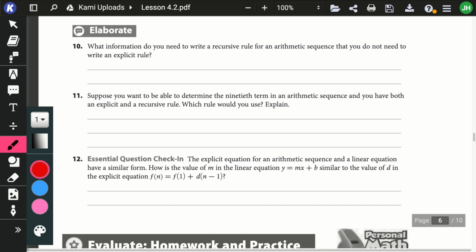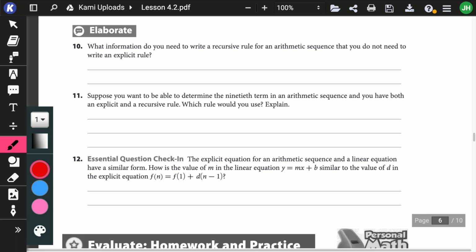Also, suppose you want to be able to determine the 90th term in an arithmetic sequence, and you have both an explicit and recursive rule. Which rule would you use? You can use the recursive rule or the explicit rule and explain why. Okay?